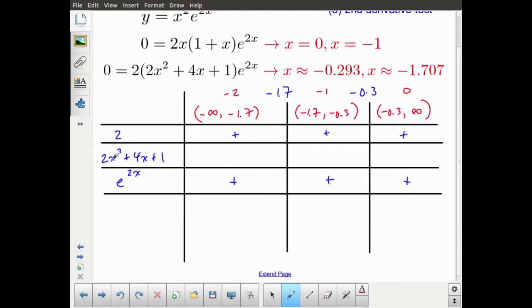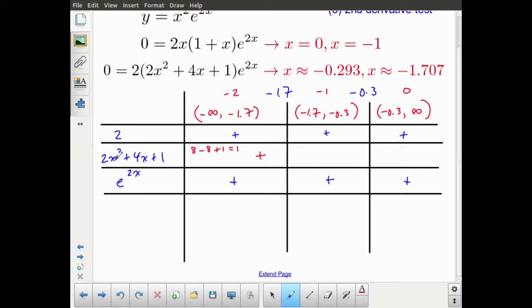Negative 2 in here, negative 2 all squared, is going to give me 4. And if you want to, you can always fill these in. So negative 2 gives me 4, and then 2 times 4 is 8. 4 times negative 2 is minus 8, and then plus 1. And so we have 0 plus 1 is equal to 1, so of course that's positive.